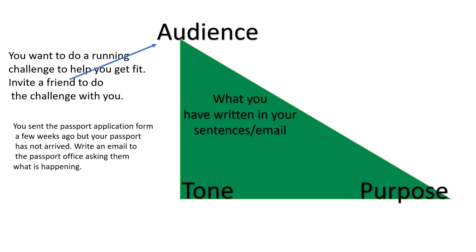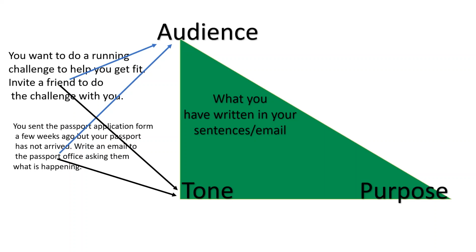So your audience for the first example is your friend. And in the second example is the passport office. So it's important to know who you are writing to, because this will affect how you write. Your tone is going to be informal if you're writing to a friend, and it's going to be formal if you're writing to a government office, and we'll look at tone in a moment.